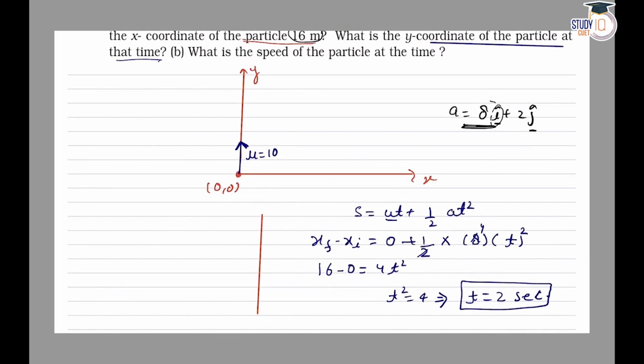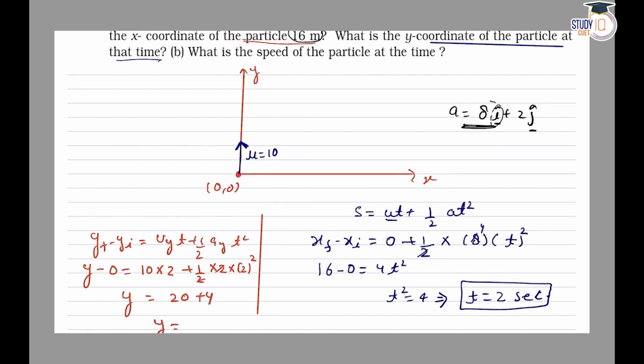By using the equation in y direction, we can say that y final minus y initial is equal to uy into t plus half ay into t square. Final y that we have to find minus initial y, which is 0, equals initial velocity in y, 10 into 2, plus half acceleration in y direction, given as 2, into time squared, 2 square. So finally the y coordinate comes out to be 20 plus 4, that is equal to 24 meter.